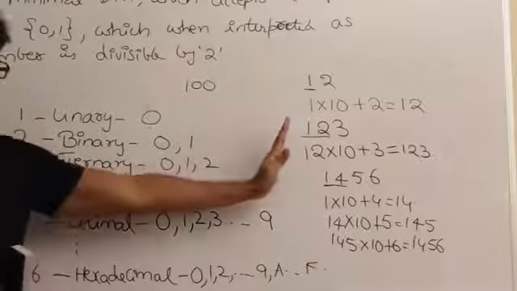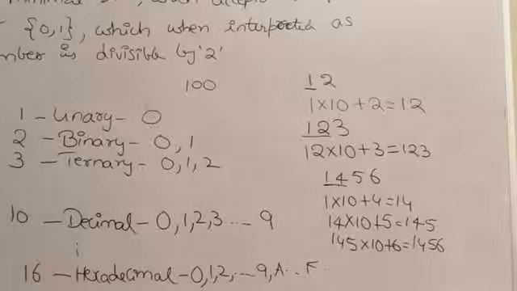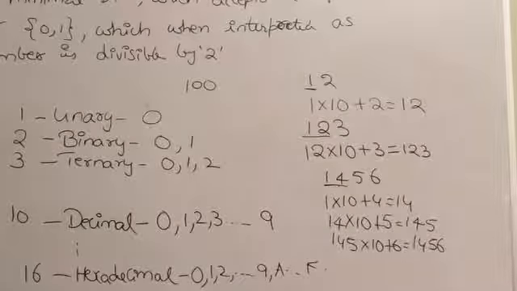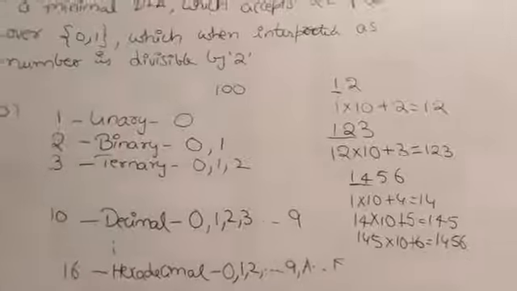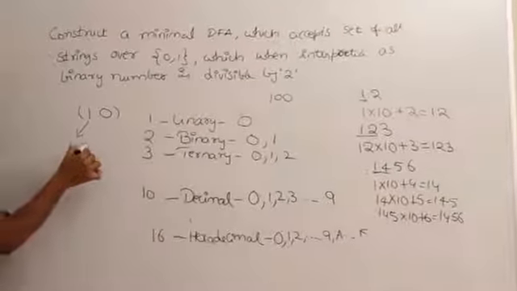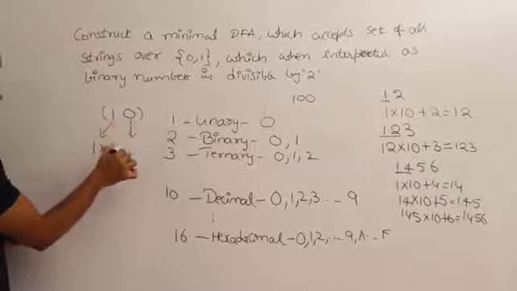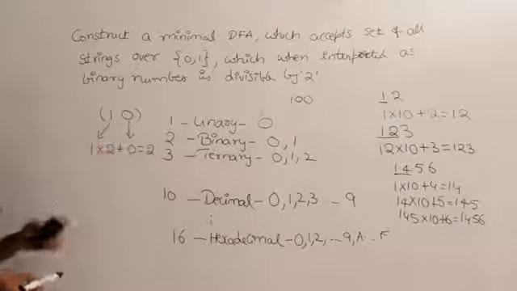Now let's extend this same method to other bases also. Let us say to binary. Let us say the number is 1 0. Now what is its decimal value? Take the 1, multiply with base and add the next one, which is nothing but 2. So 1 0 is 2, like this.